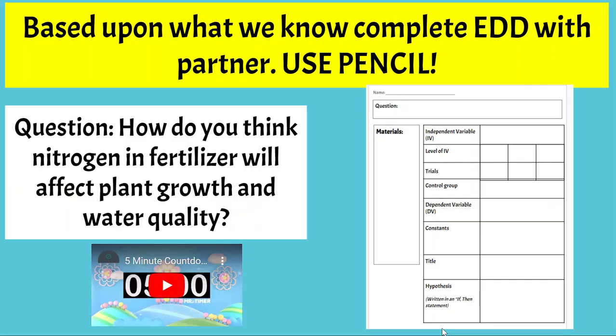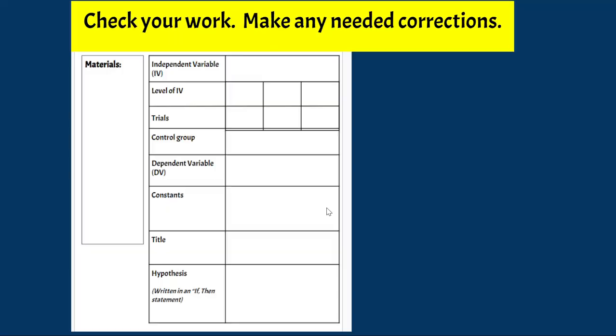Based upon what we know, I'd like for you to complete the experimental design diagram with a partner if you're in the classroom. If you're at home, maybe you can Google chat or text with a friend, or even see a friend or talk to them in person. And we're going to try to fill out as much of this page as we can. Go ahead and do that in pencil, and then you can check your work because I'll go over what I think goes in each section.